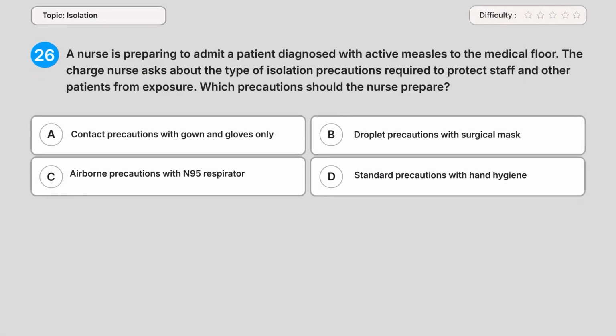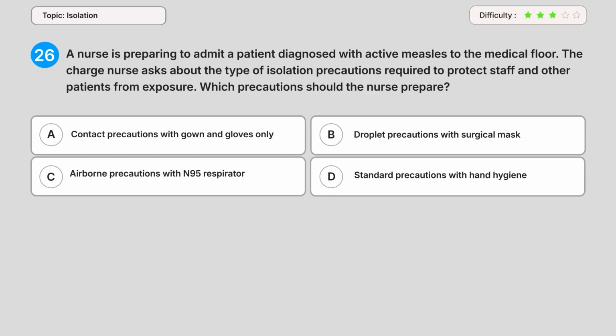Question 26. A nurse is preparing to admit a patient diagnosed with active measles to the medical floor. The charge nurse asks about the type of isolation precautions required to protect staff and other patients from exposure. Which precautions should the nurse prepare?